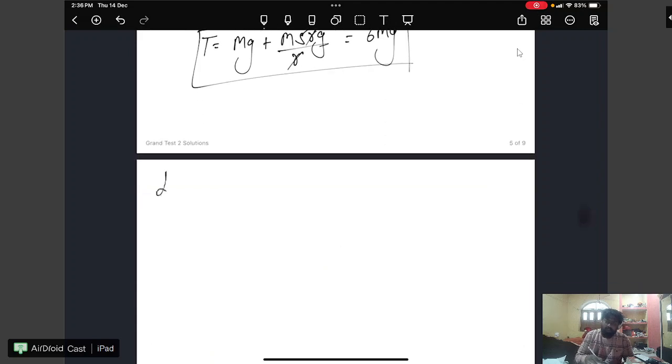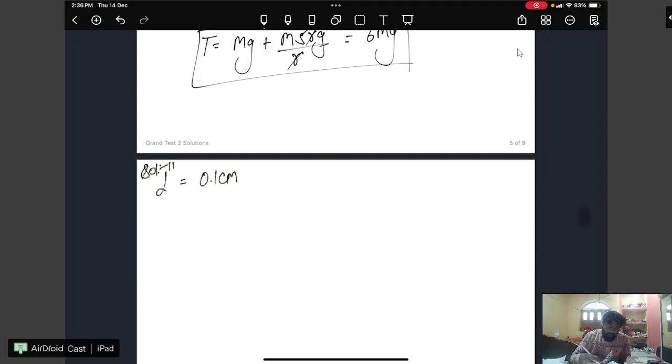Initial least count will be 0.1 centimeter. Now, the original reading they are saying is here. Initial least count 0.1 centimeter.